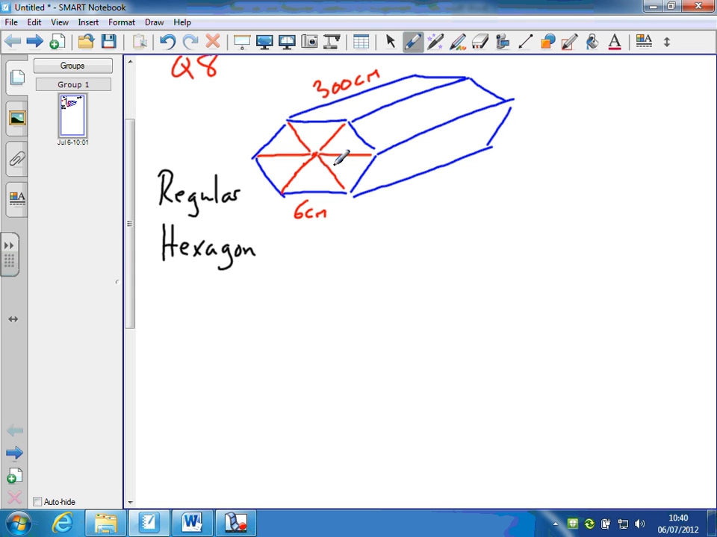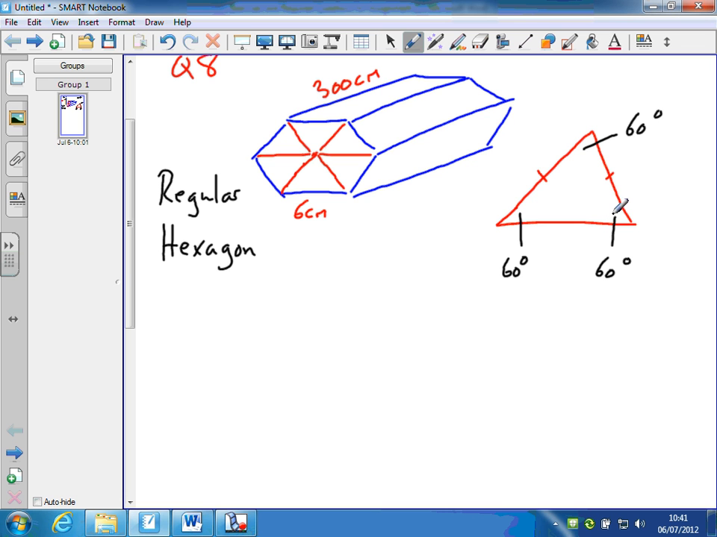If we expand out one of these triangles to the side here, then that angle here must be 60 degrees. And because it's a regular hexagon, these sides must be the same, which makes it an isosceles triangle. Therefore, these angles here must be the same. Those angles add up to 120, half of 120 is 60. So all of these angles are 60 degrees. So it's an equilateral triangle, which means all the sides are the same length.